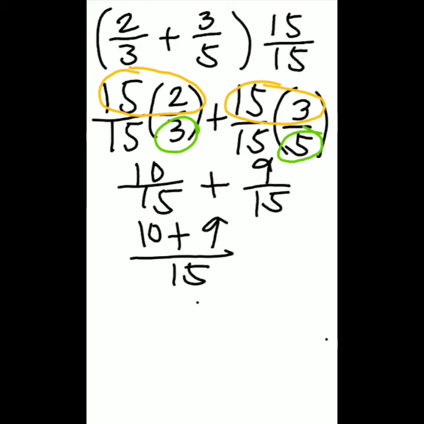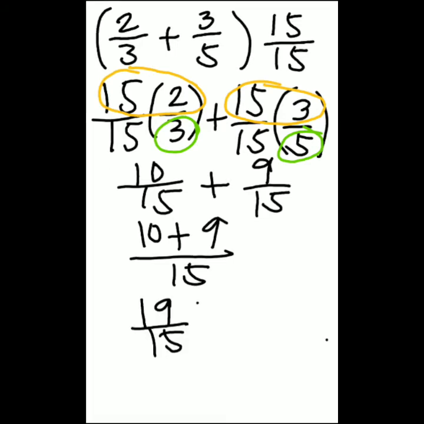Both fractions 2/3 and 3/5 are now similar fractions 10/15 and 9/15. Simply add the numerators 10 and 9 then write down the denominator 15. Therefore, 2/3 plus 3/5 is equal to 19/15.